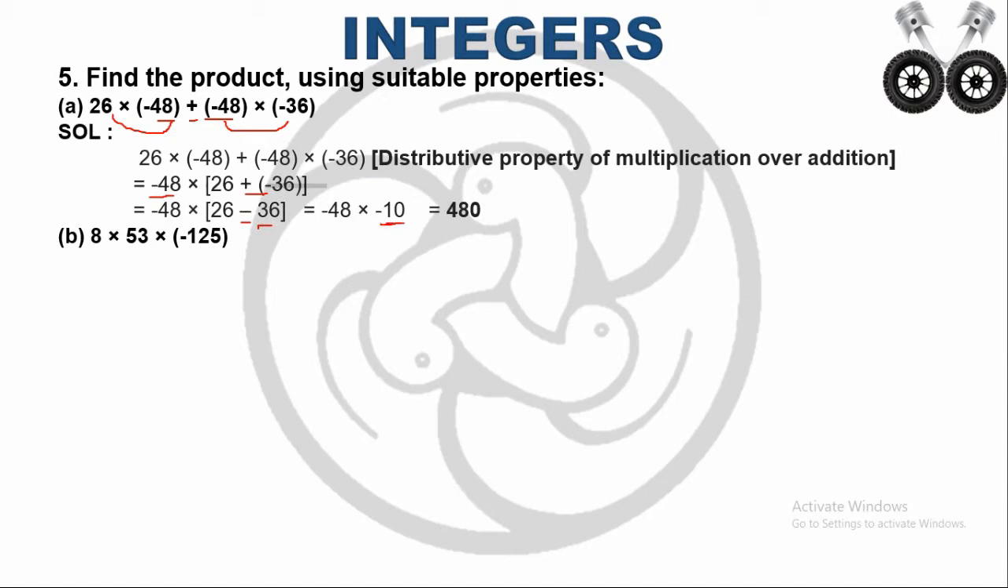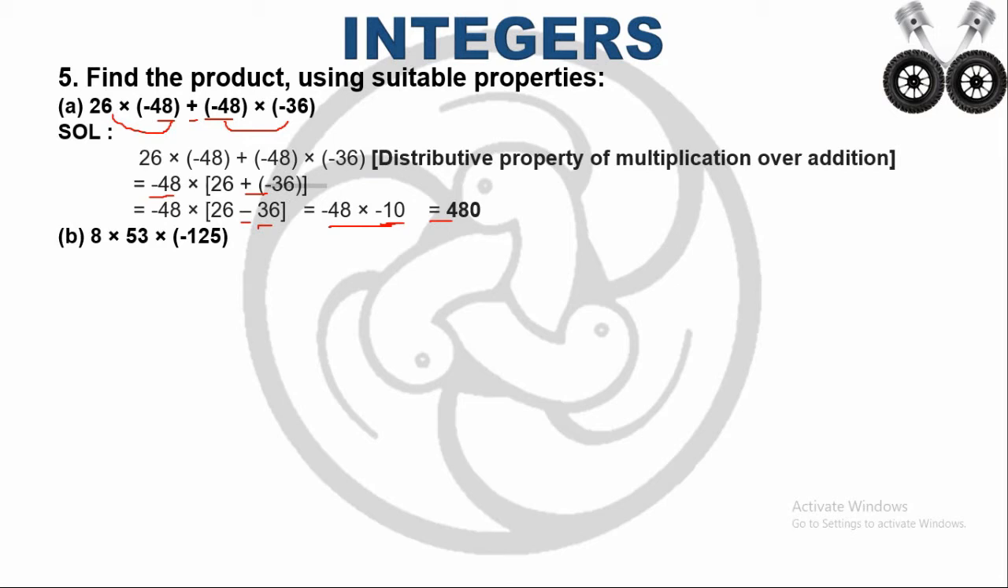So 48 into minus 10. Again, the two integers have the same sign, the negative sign, so I have to put the positive sign. Then 48 into 10 is 480. So the final answer is 480.